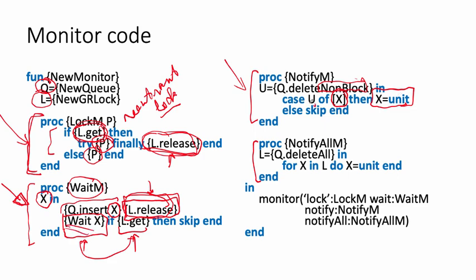Otherwise, if the queue was empty, we do nothing. Skip. The notify all will delete all. And so L is actually a list of variables. So it's actually a list of suspended threads. So for all x in L, we do x equal unit. We start them all up again. And of course, they're all going to try to do L.get then. So you can see how it works.